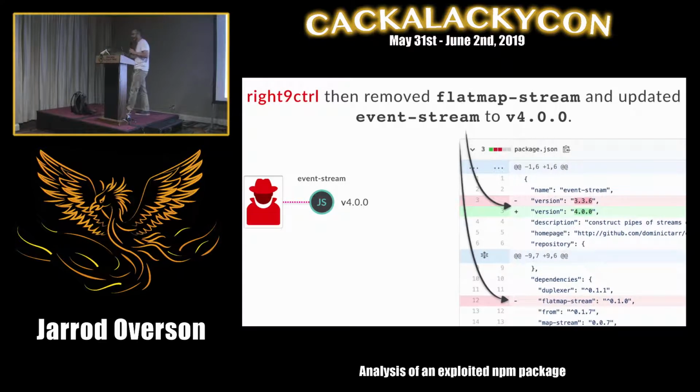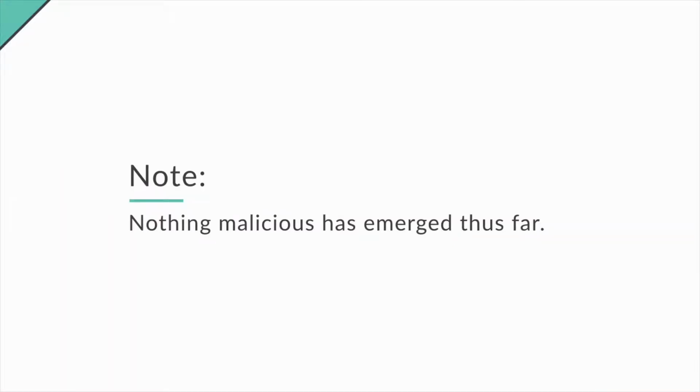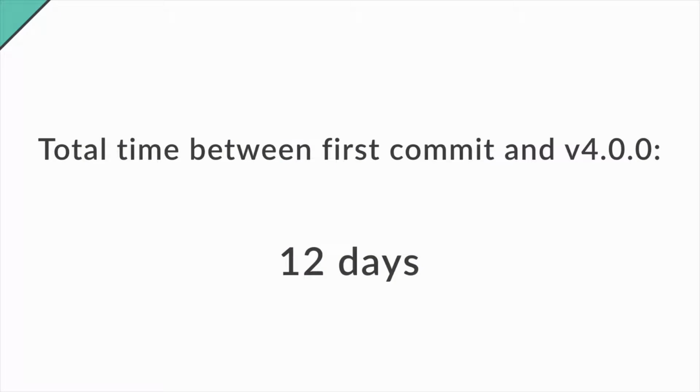So after adding flatmap-stream in 3.3.6, right9 control then removed flatmap-stream and then published 4.0.0. So notable so far, nothing malicious has emerged. What we had is just a normal guy updating some dependencies, updating some documents, adding a dependency, exposing it as the API, taking away that dependency. Maybe it didn't work out, maybe it wasn't valuable, updating the major version because the API broke. All normal stuff so far. The total time between first commit and version 4.0.0 was 12 days.